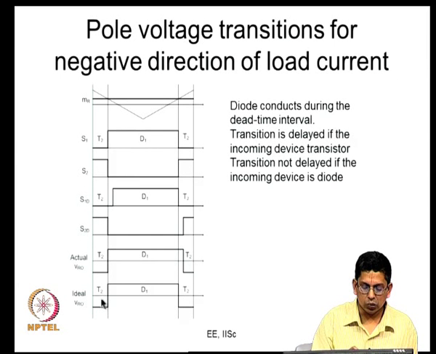So, what happens to your actual pole voltage? It now depends on who is conducting. The current direction is now negative. So, whenever the gating signal is high for the top device, the top one should conduct, but it may be either the top transistor or the top diode.